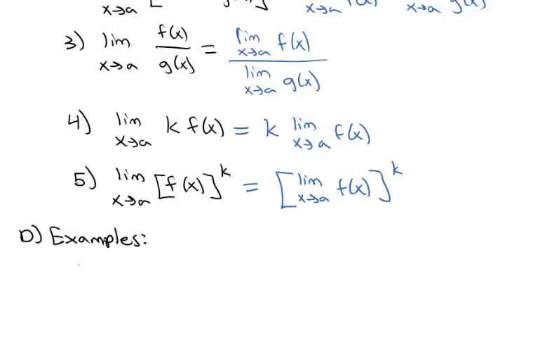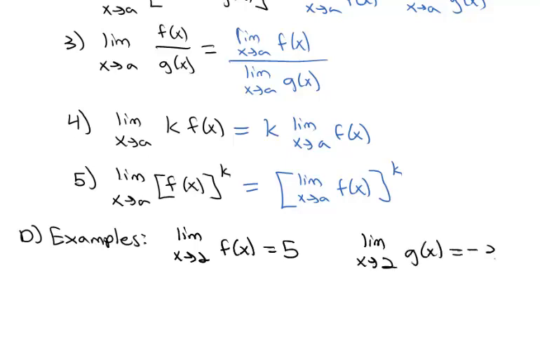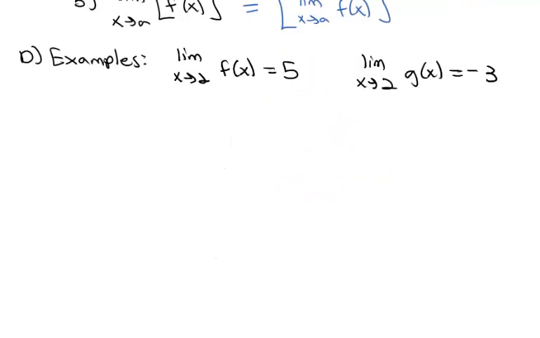Let's try. Well, first let's give us some definitions. Let's say the limit as x goes to 2 of f of x is equal to 5. And we'll also say the limit as x goes to 2 of g of x, another function, is equal to negative 3. Okay? We're going to attempt to find out what the limit as x goes to 2 of f of x minus g of x is going to be.